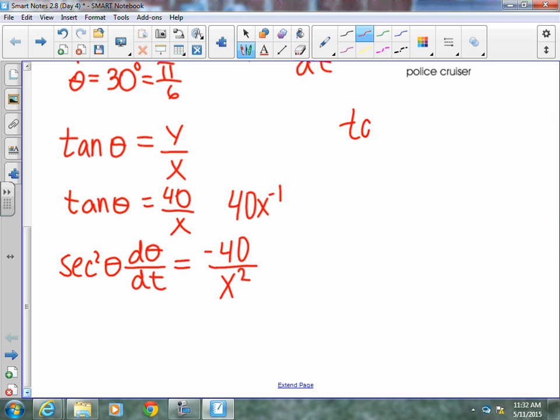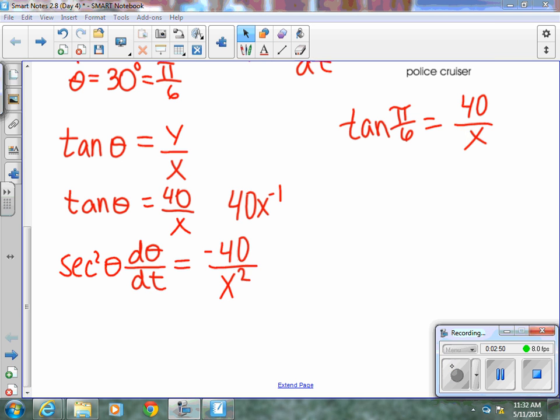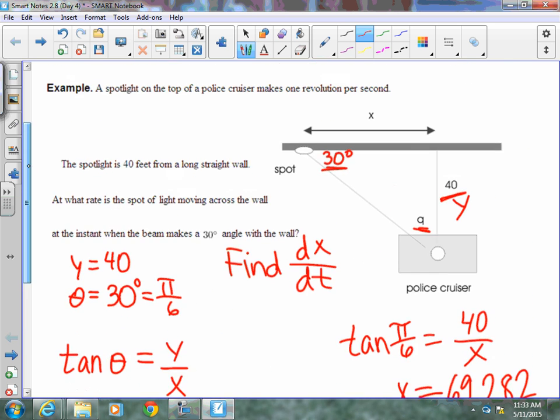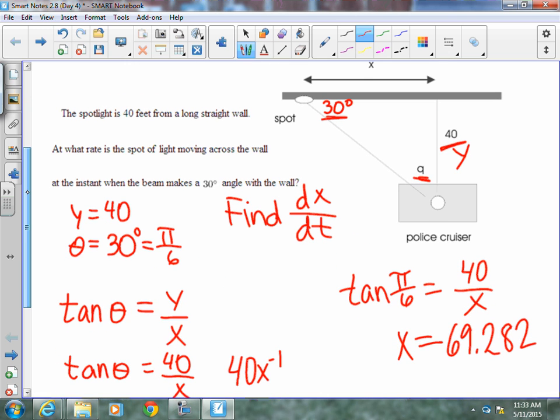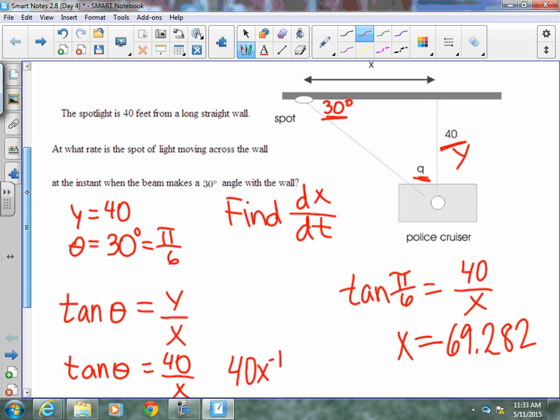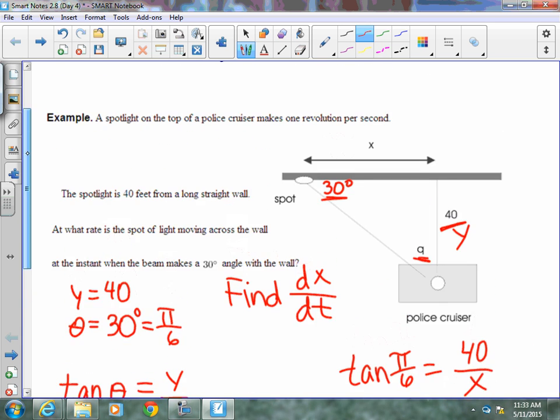So, tangent of pi over 6 is equal to 40 over x. When we solve that, we find out that x is equal to 69.282. So, let's plug in what we know. Secant squared theta is pi over 6. They told us that d theta dt is 1 revolution per second.